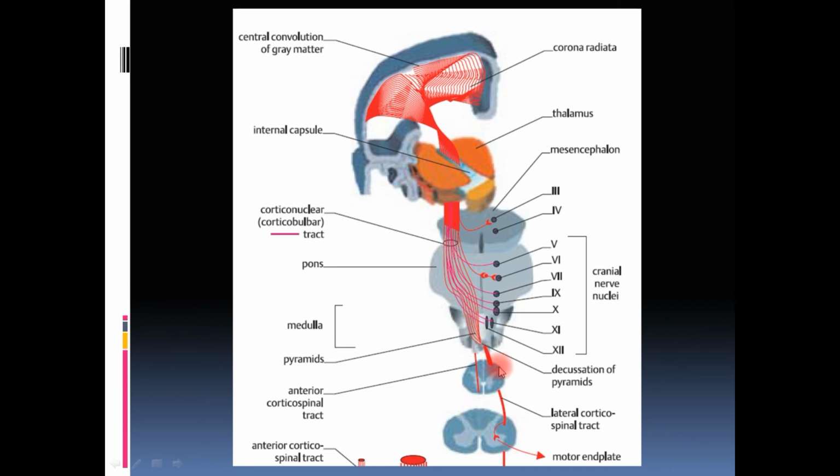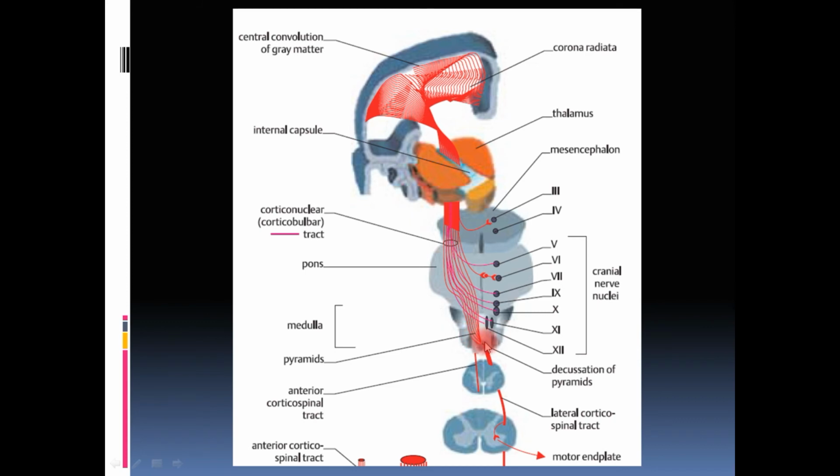After crossing over, they descend in the spinal cord. Here also they are called the corticospinal tract, and they will supply the local neuronal circuitry. As we have studied before, this will then give rise to the lower motor neuron and supply the motor end plate. Now one important aspect to see here is that this corticospinal tract crosses over. A few fibers do not cross over to the opposite side in the lower part of the medulla.